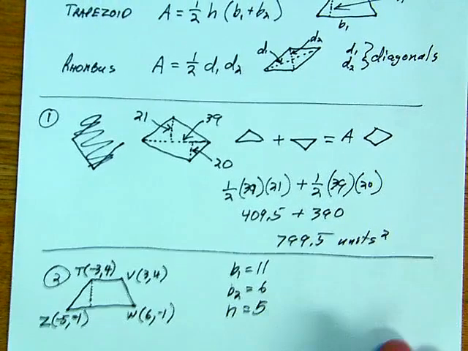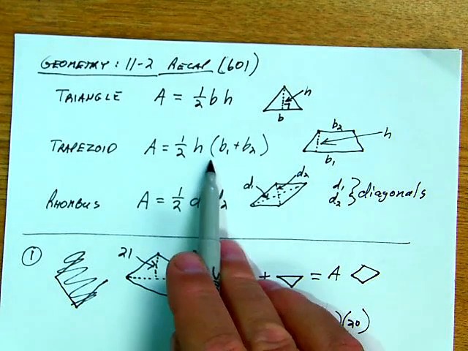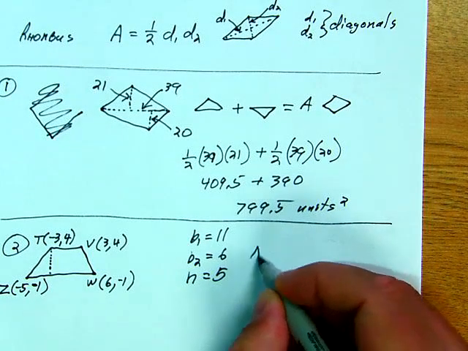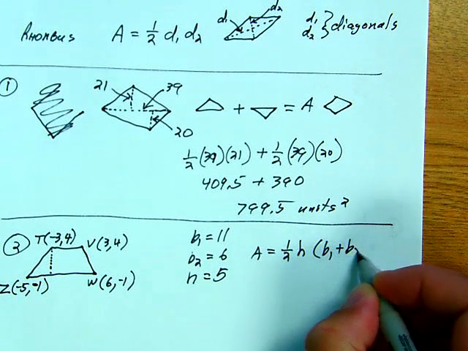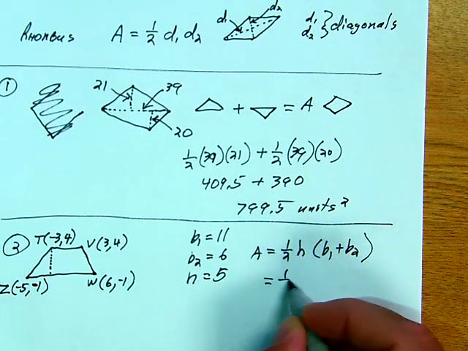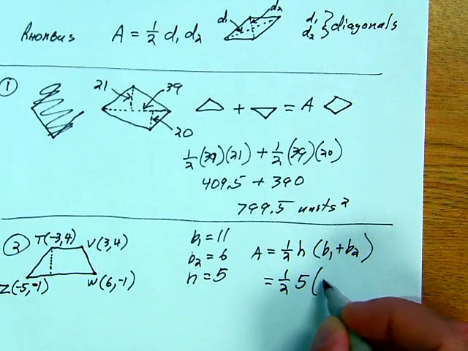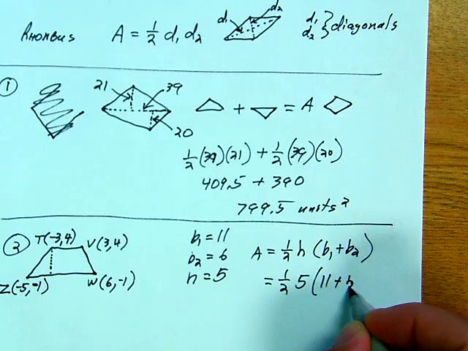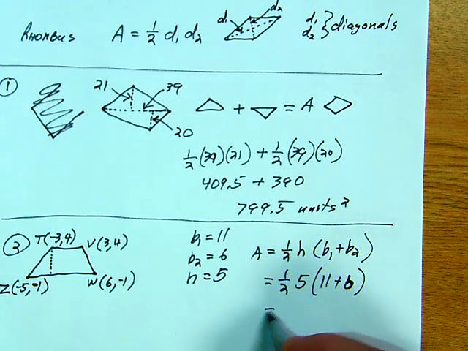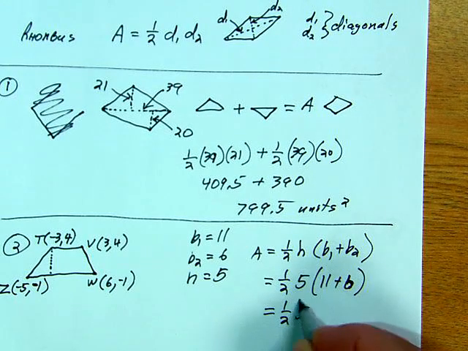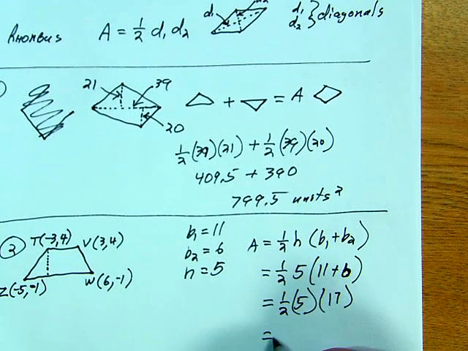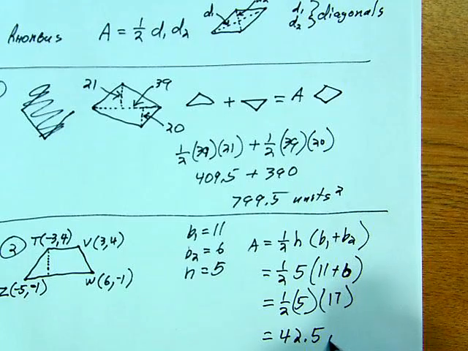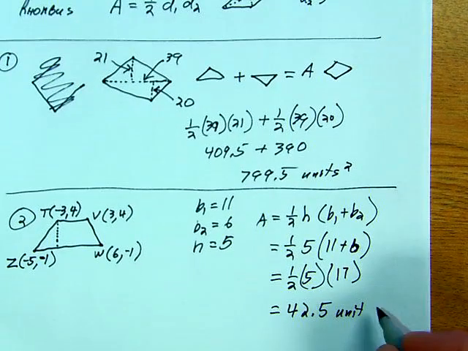So now all I have to do is plug those numbers into that equation, and let's write that all out. The area of a trapezoid is equal to 1/2 the height times base 1 plus base 2. And let's substitute in. The height is 5. The base is 11 plus 6, which is 1/2 times 5 times 17. And if you figure that out, it equals 42.5 units squared.